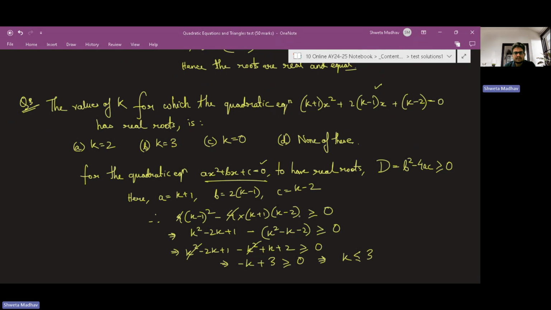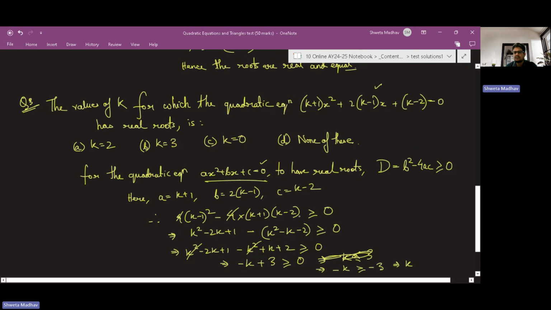b square minus 4ac is k minus 1 whole square minus 4ac, minus 2k plus k, so minus k minus 2. k square will get cancelled, minus 2k plus k, so that is minus k plus 3, that is greater than or equal to 0. So from here I can show that minus k should be greater than or equal to minus 3, so it means k should be less than or equal to 3.